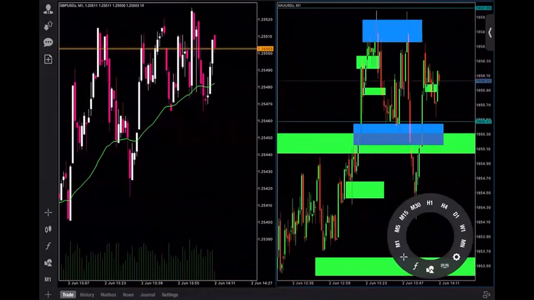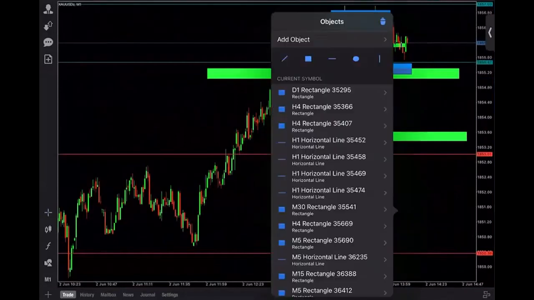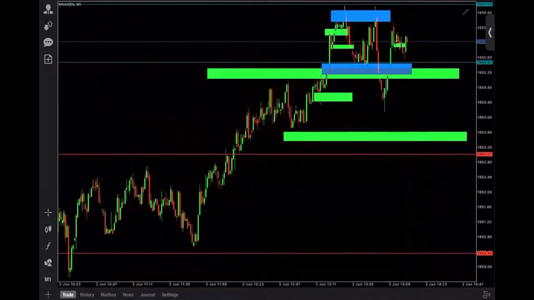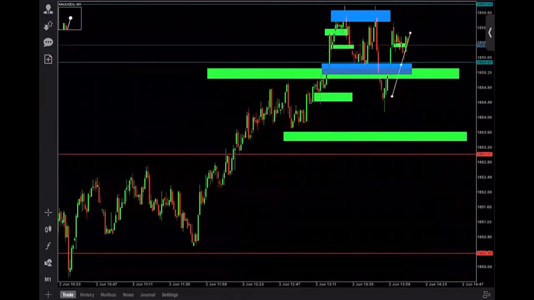See, it's still stuck. Still stuck in our blue zone. Almost arrived, bounced back up. So it's going to take some time.